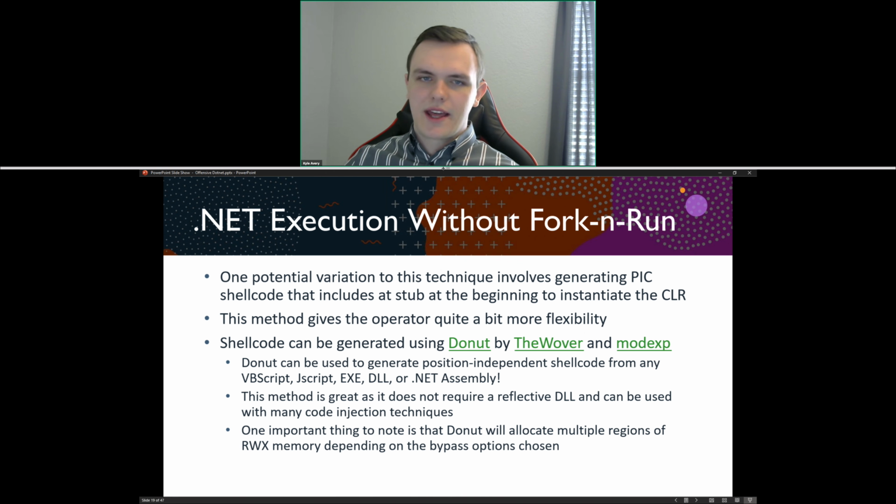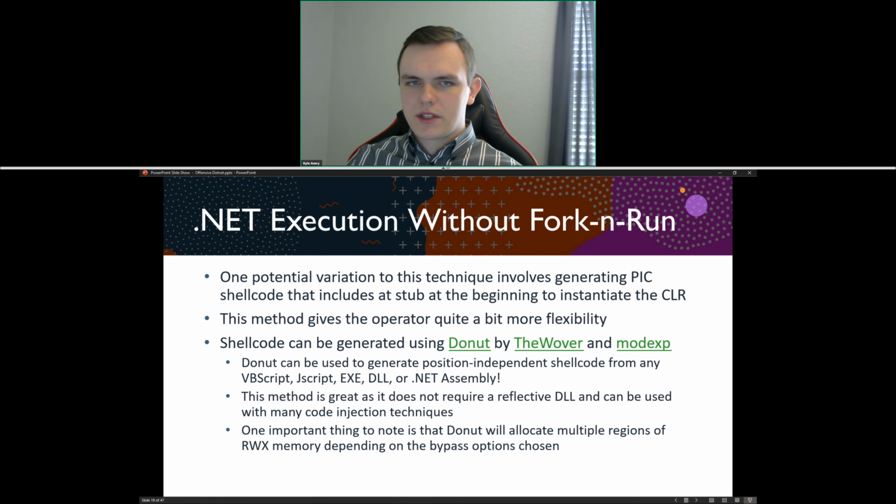And so you're probably wondering, okay, that's great, but how do I get this position independent shellcode with a CLR stub at the beginning? Because I have no idea how to write assembly, and I also would not know how to write this assembly from scratch, right? But luckily, there's a tool called Donut from TheWover and ModexP. What this will do is generate that shellcode for you. You provide a VBScript, a JScript, an unmanaged EXE or DLL, or a .NET assembly, and it will convert that to shellcode. This is great because it doesn't have that reflective DLL, so you're removing one step that you have to worry about entirely, like you do with fork and run.